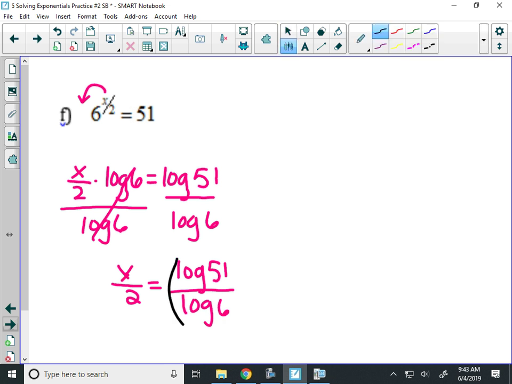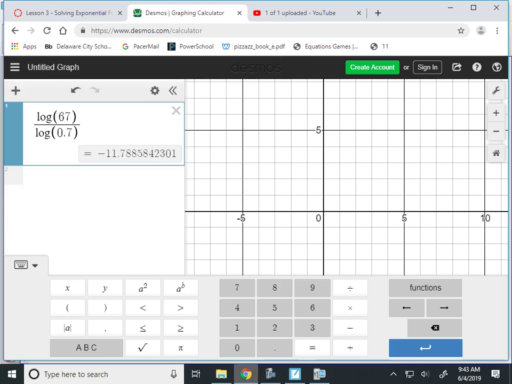Now, put the log of 51 and the log of 6 in parentheses. To move the 2, you're going to multiply both sides. So x equals, I'm going to type this all into decimals. I'm going to put parentheses around what I have just to save some time. So we have log of 51 divided by log of 6, and we're multiplying all of that by 2. 4.389.